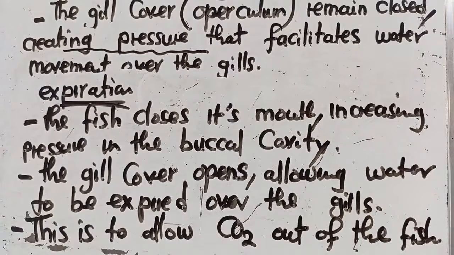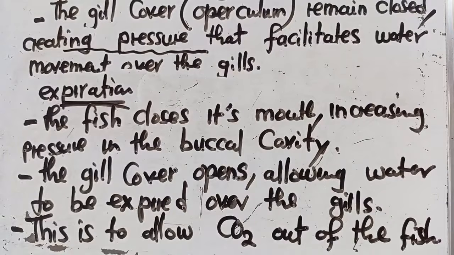Inspiration, I have given you, so you are able to explain. So if I now tell you to explain how a fish breathes, you put inspiration and expiration together. You start by telling me that when the fish opens its mouth, water flows in, and the pressure in the buccal cavity increases, whereby water enters the fish, and the gill covers remain closed so that they create pressure that facilitates water movement over the gills.